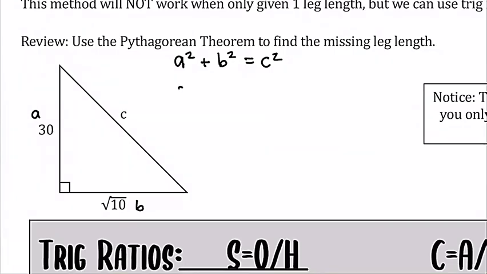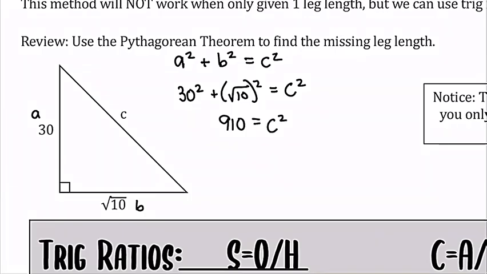I'm just going to plug it in here. So a squared to be 30 squared, plus b squared to be the square root of 10 squared, and then equals c squared. Then we'll type this entire part into the calculator. 30 squared plus the root of 10 squared is 910. And then we'll just take the square root of both sides.